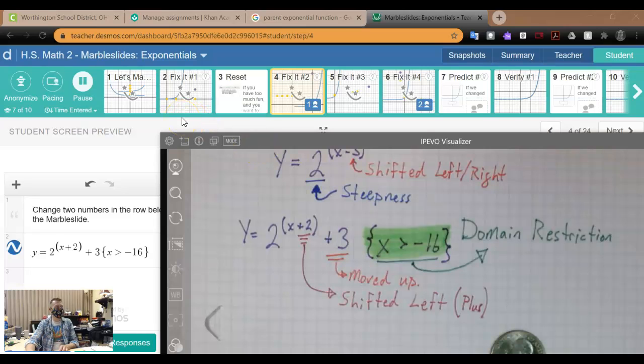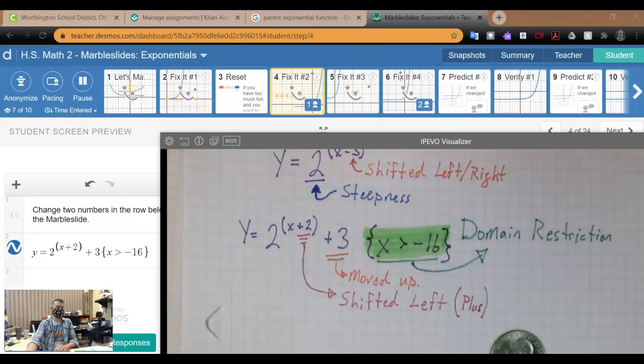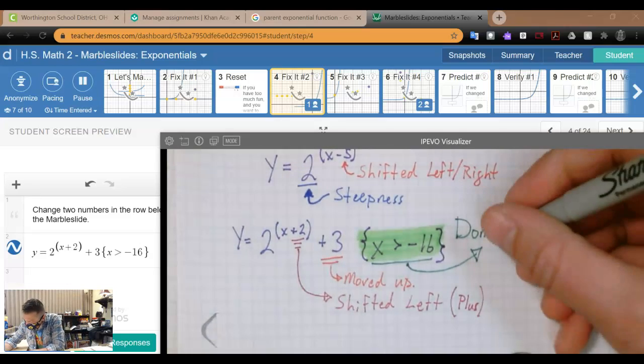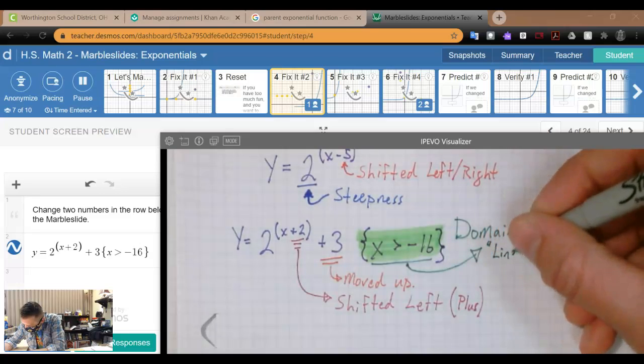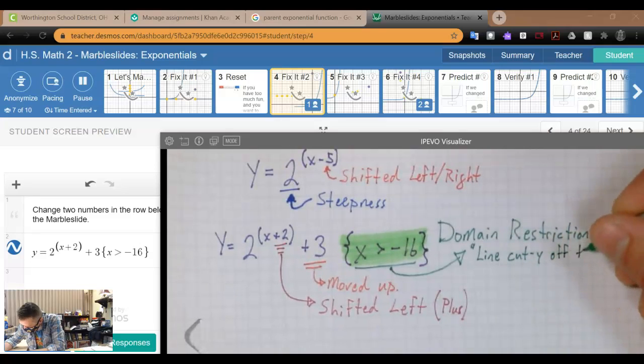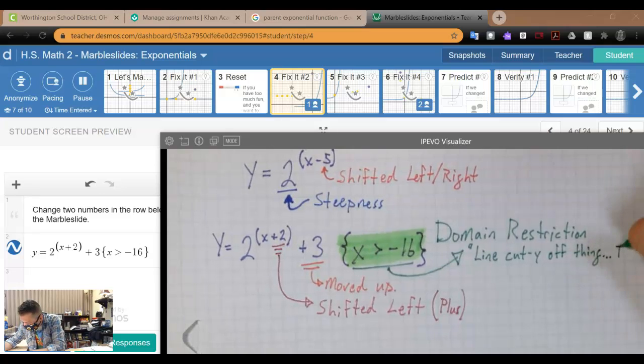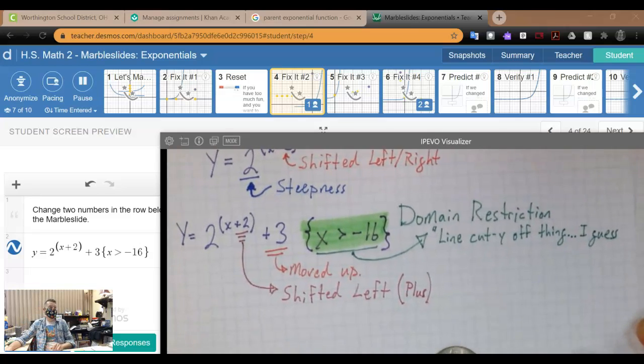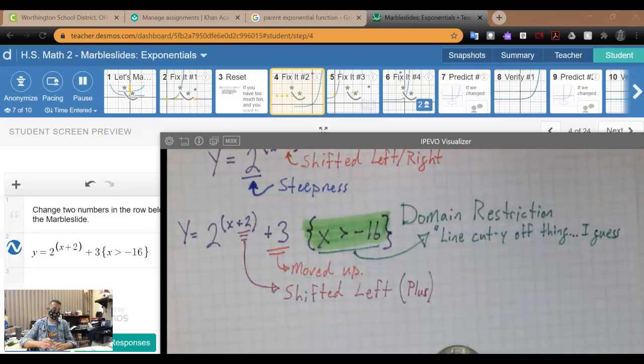What was her vocabulary? The line cutty off thing. If you would like to write the line cutty off thing, I think it's more words, but that's up to you. The line cutty off thing, I guess. Yeah.